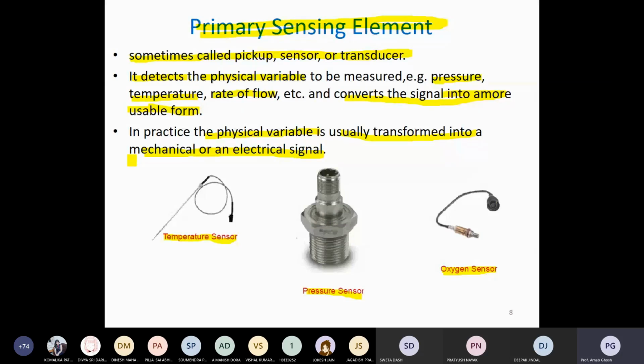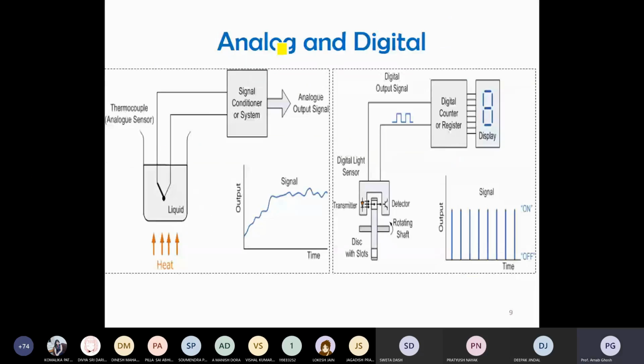Okay, in analog and digital, you can see some analog and digital examples. Here you can see that heat is given. Some heat sensor, a thermocouple, is there. It is a thermocouple, so heat is given.